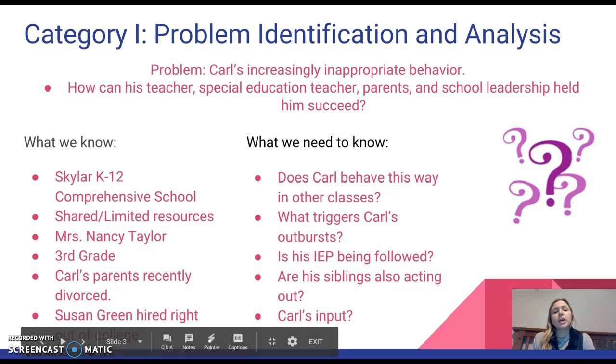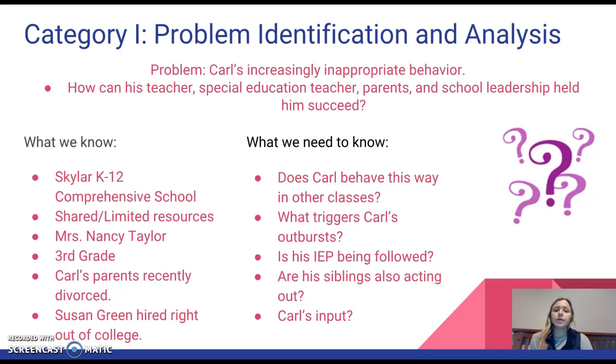So the problem identification and analysis. The problem seems to be Carl's increasingly inappropriate behavior in class. Mrs. Taylor has said that he will go to the pencil sharpener and sharpen his pencil and then throw it. And he has also been observed throwing rocks at teachers from the school bus. So that is very inappropriate behavior for a school. So we need to know how his teacher, his special education teacher, his parents, and school leadership can help him succeed in this school setting.